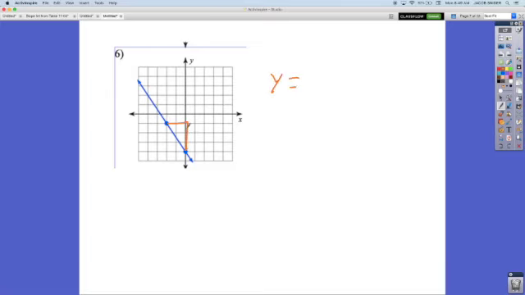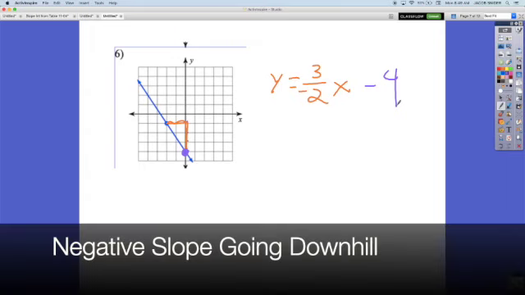1, 2, 3. Over. 1, 2. But I went to the left again. -2. Where does it cross at? Where does it cross? It crosses right here, right? What is that? -1, -2, -3, -4. And there we go. Okay?